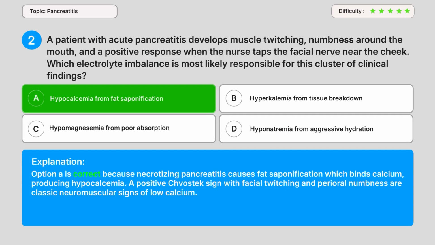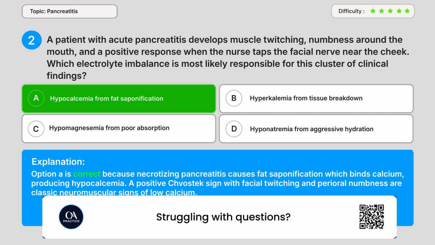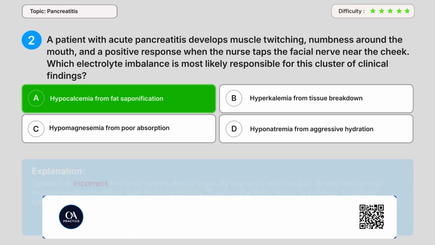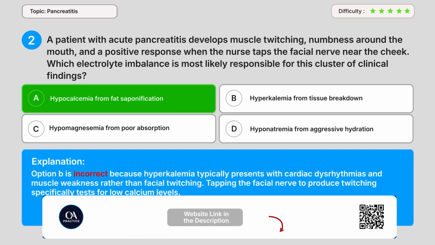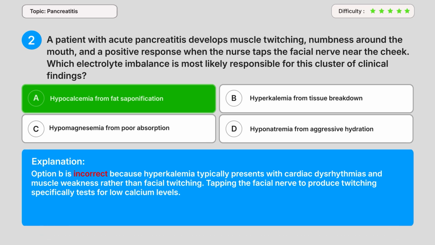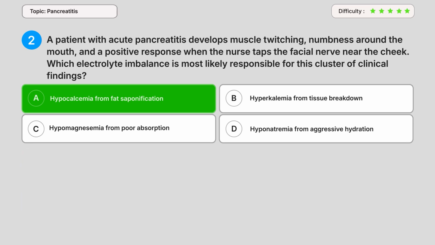Explanation. Option A is correct because necrotizing pancreatitis causes fat saponification, which binds calcium, producing hypocalcemia. A positive Chvostek sign with facial twitching and perioral numbness are classic neuromuscular signs of low calcium. Option B is incorrect because hyperkalemia typically presents with cardiac dysrhythmias and muscle weakness rather than facial twitching. Tapping the facial nerve to produce twitching specifically tests for low calcium levels.